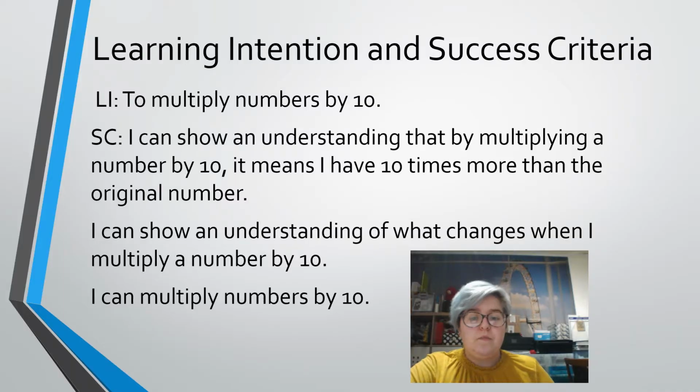Okay, so a learning intention and success criteria: to multiply numbers by 10, that's our learning intention. I can show an understanding that by multiplying a number by 10, it means I have 10 times more than the original number. I can show an understanding of what changes when I multiply a number by 10, and I can multiply numbers by 10. So you'll be multiplying 2-digit numbers by 10 and 3-digit numbers by 10, okay?